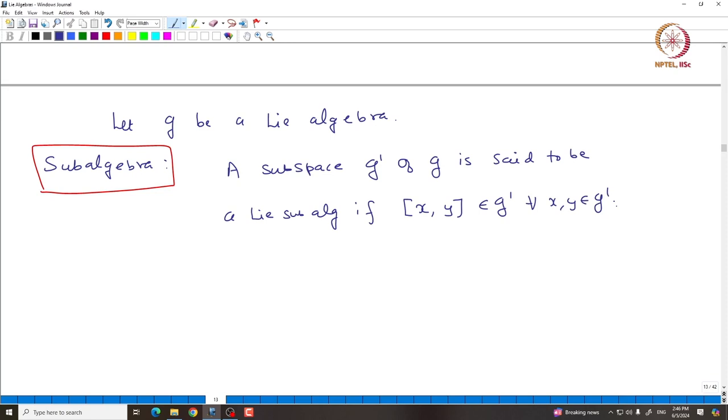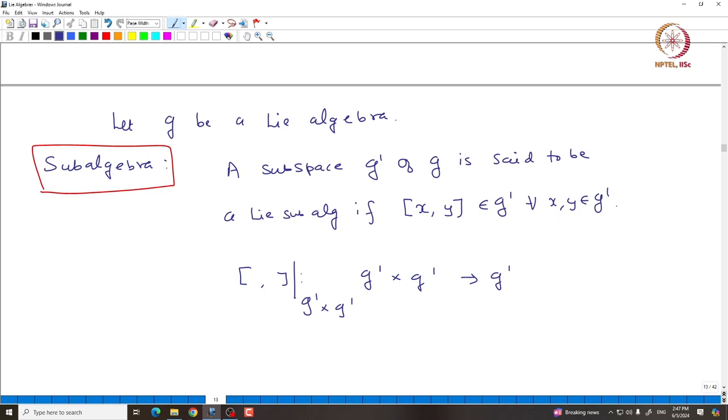So that means you have this Lie bracket defined from G cross G to G. When you restrict that map to G' cross G', then it should be a map from G' cross G' to G'. So, when you take this bracket map restricted to G' cross G', it should define a map from G' cross G' to G'. That is what we call a subalgebra.